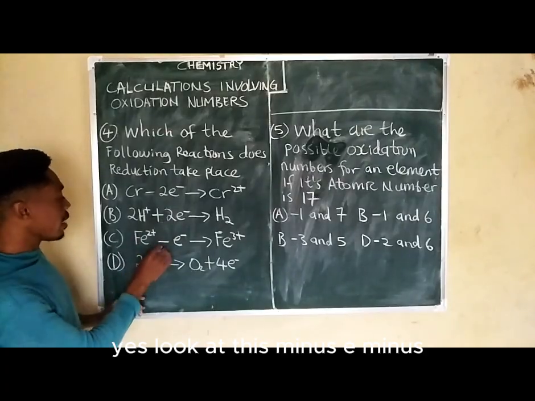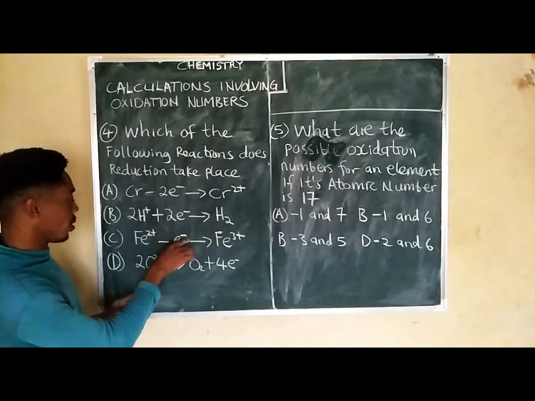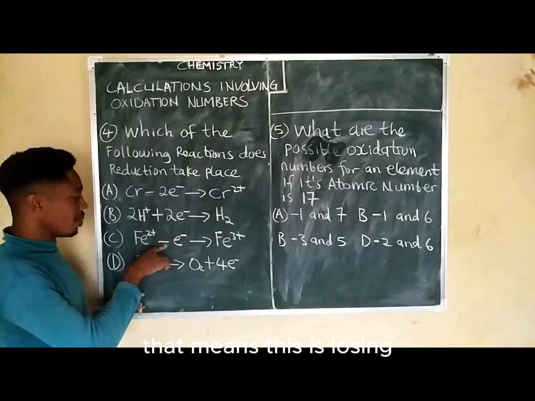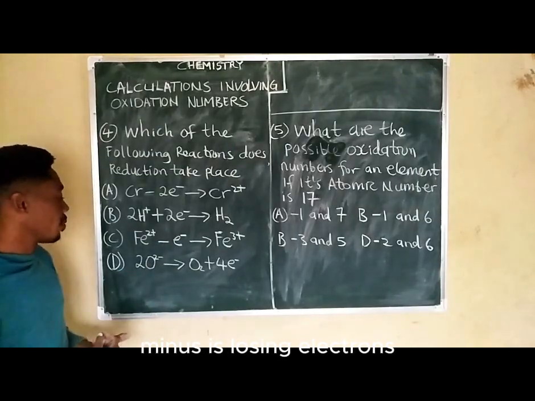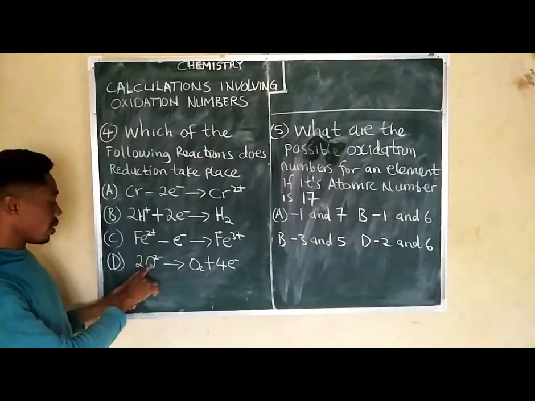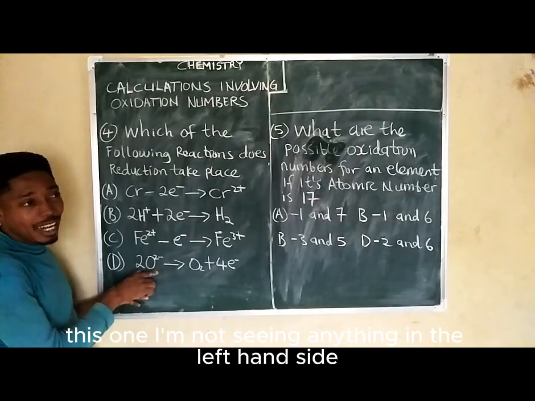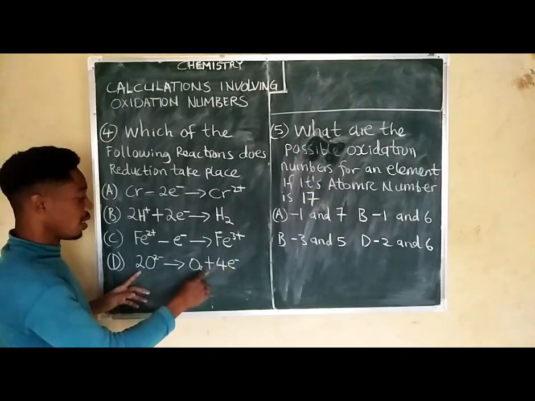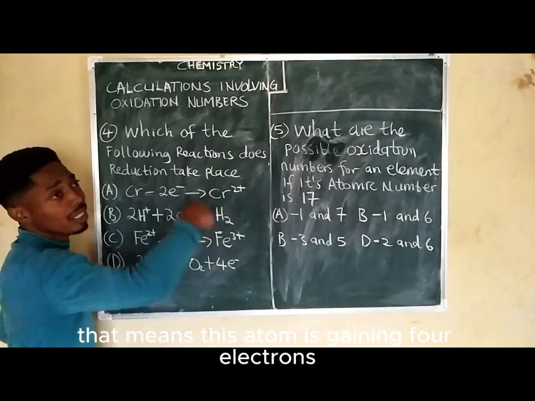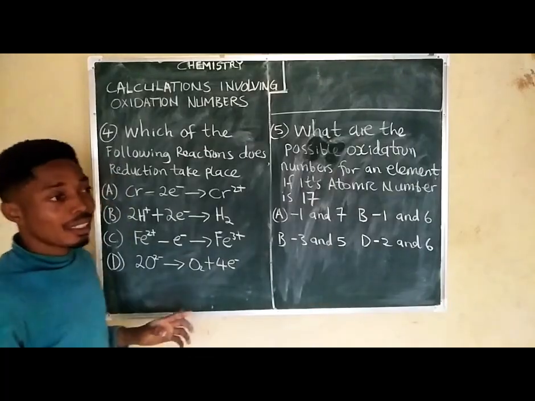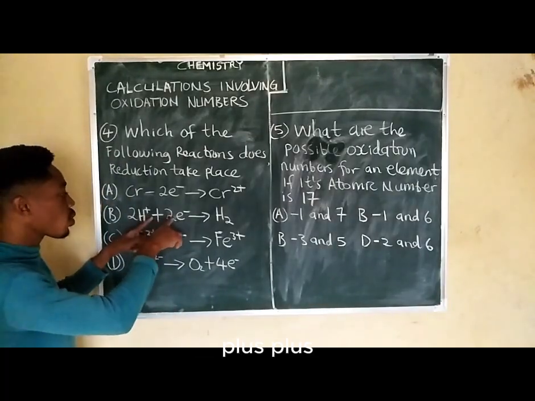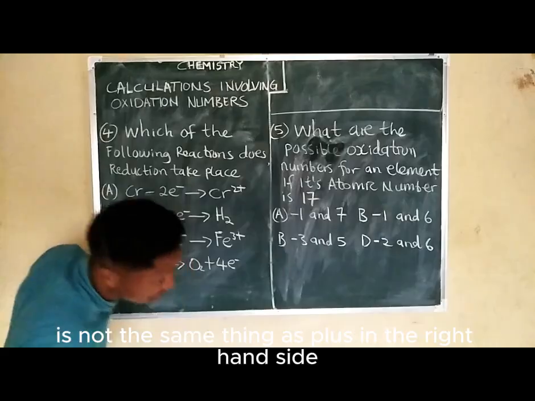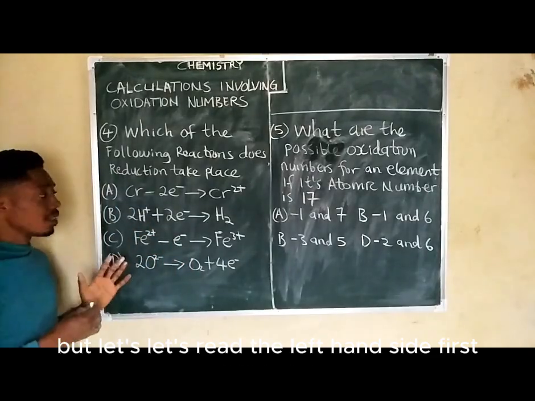Yes. Look at this. Minus e minus. That means this is losing. Minus is losing electrons. Look at this. This one, I'm not seeing anything on the left hand side, but I'm seeing a plus 4e minus. That means this atom is gaining 4 electrons on the right hand side. Plus on the left hand side is not the same thing as plus on the right hand side. But let's read the left hand side first.